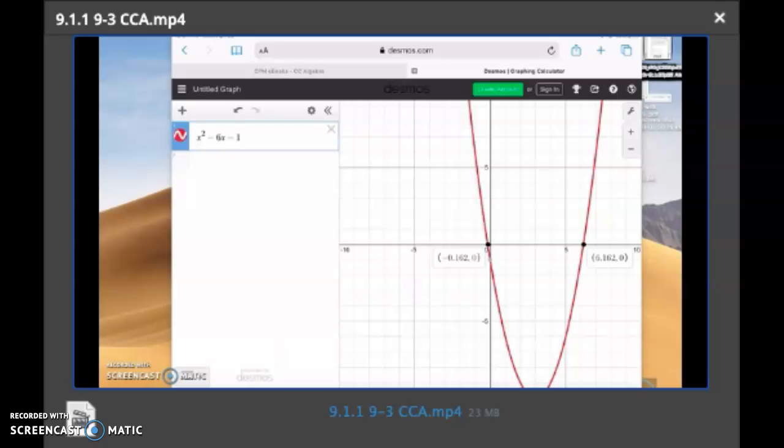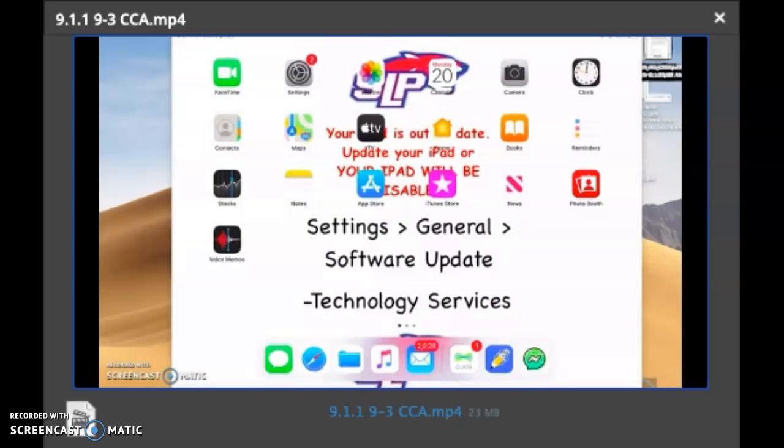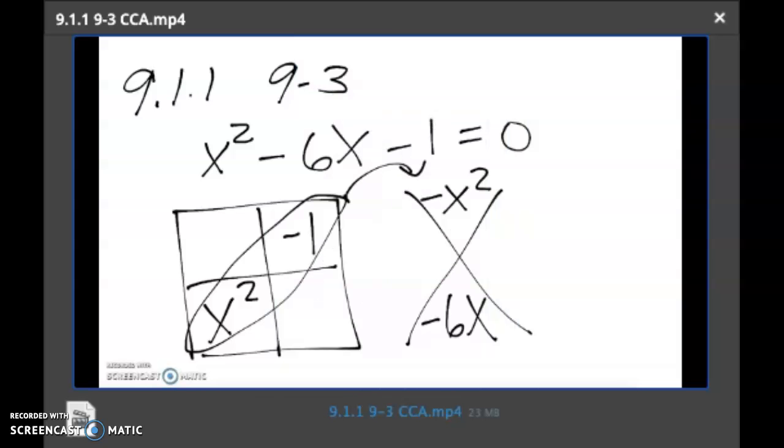So for that first one, I can rewrite that as negative 0.2 if I'm rounding to the tenths place. And my other one, if I'm rounding to the tenths place, would be 6.2. So I'm going to go back and write that by my equation here. That first one was approximately negative 0.2, and the other one was approximately 6.2.